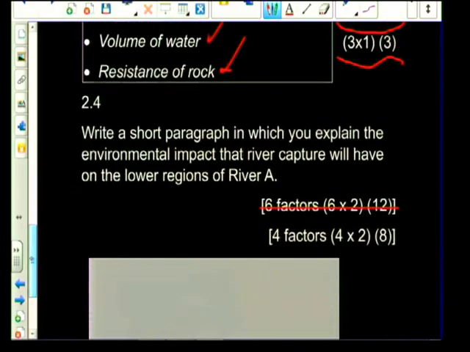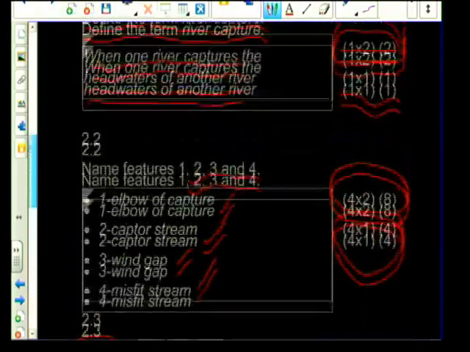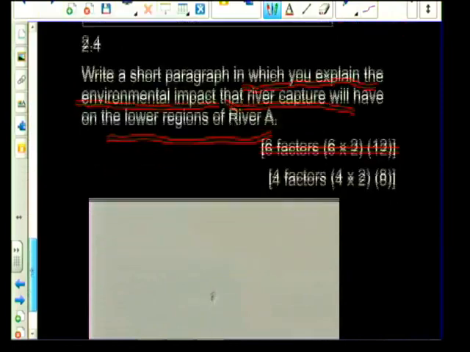Last one, write a short paragraph in which you explain the environmental impact that the river capture will have on the lower regions of River A. All right? When we looked at River A, it was the one whose headwaters was captured. So it became a misfit stream. Obviously, as you've studied, there's less water available for that river. You understand the water tables will drop because it becomes a misfit stream. Let's look at some of the answers there.